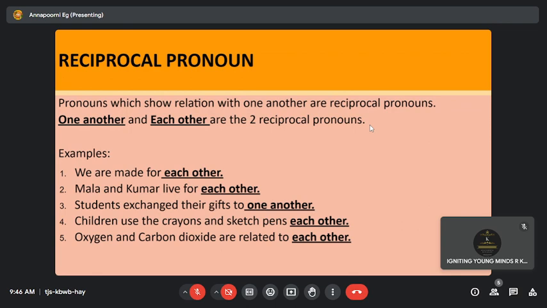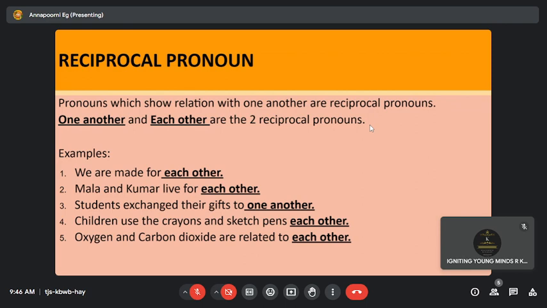So we have seen in schools, right? If one student doesn't bring something, the other student will help. If one is not having a scale or an eraser, the other one would give them. Even food is shared like that. So that is called one another or each other. Students exchange their gifts to one another. Children use the crayons and sketch pens each other.